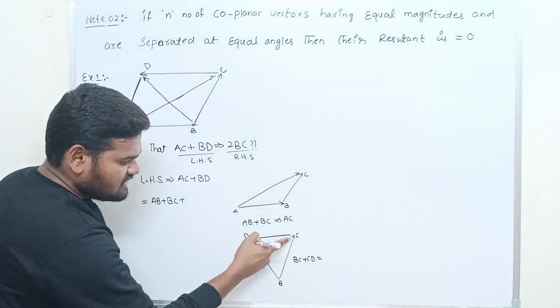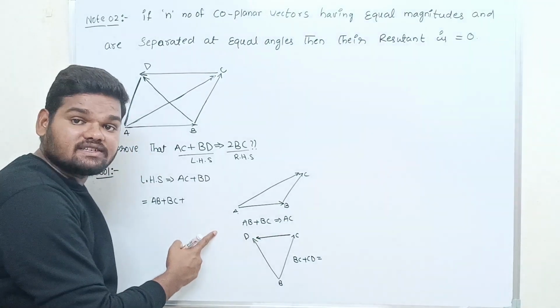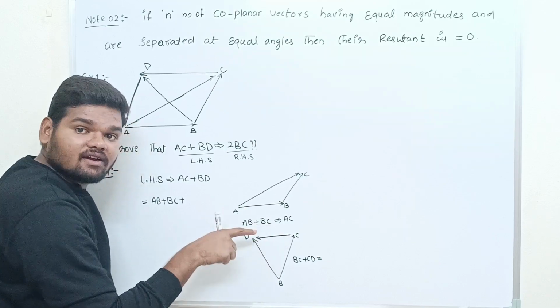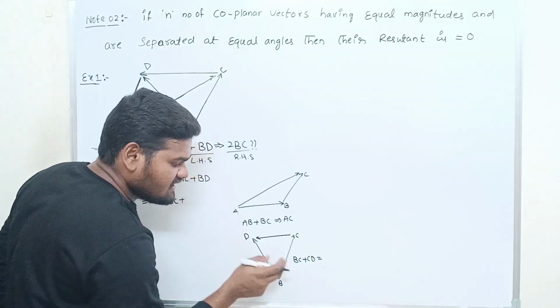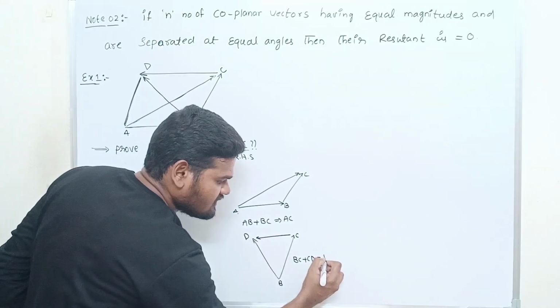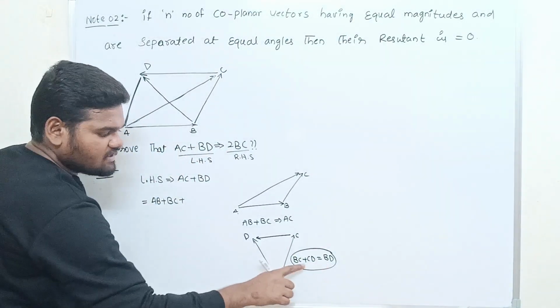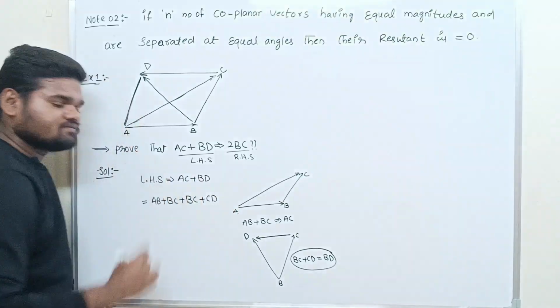Have a look. With respect to DC, this BD is in reverse order. The closing side is in reverse order. BC, CD are in order, and BD is in reverse order. Therefore, the closing side gives the resultant of these two vectors. That is BD. So now BD is equal to how much? BC plus CD.